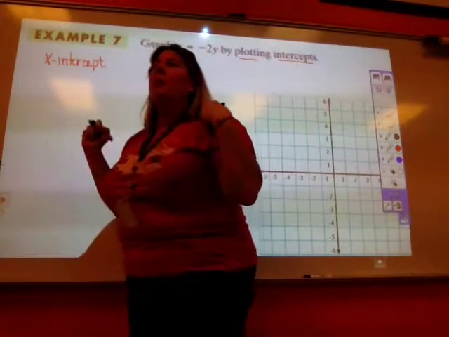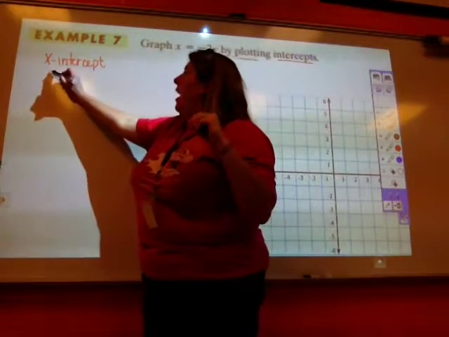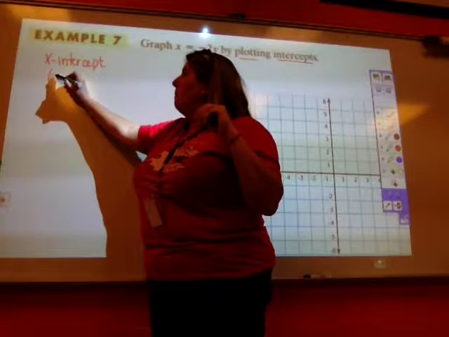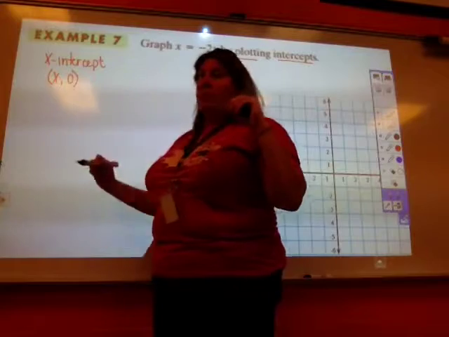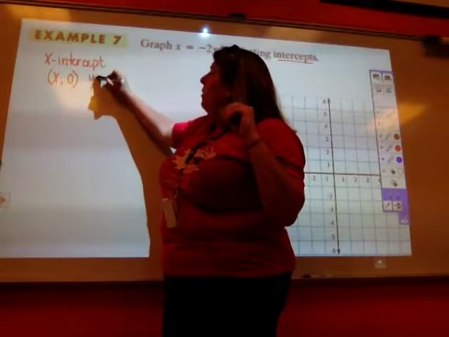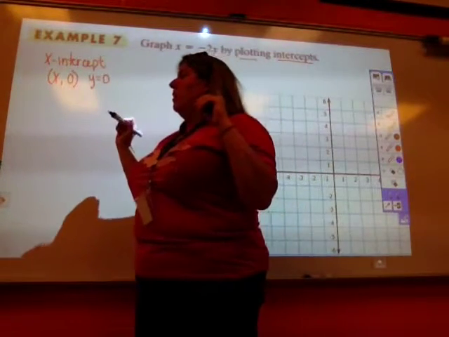And when I do my x-intercept, what's my ordered pair going to look like? X, 0. Because y would be equal to 0 here.